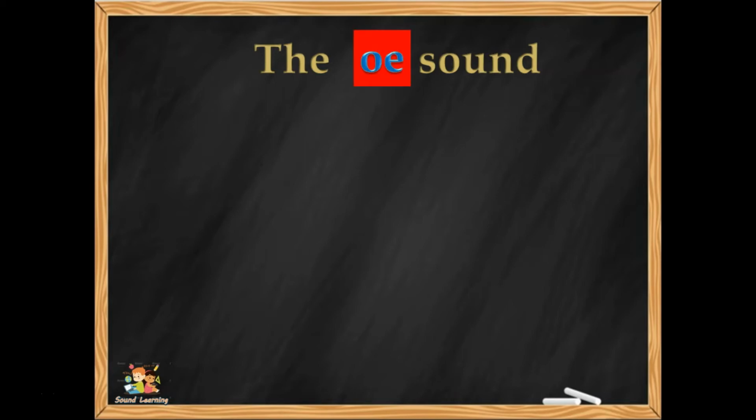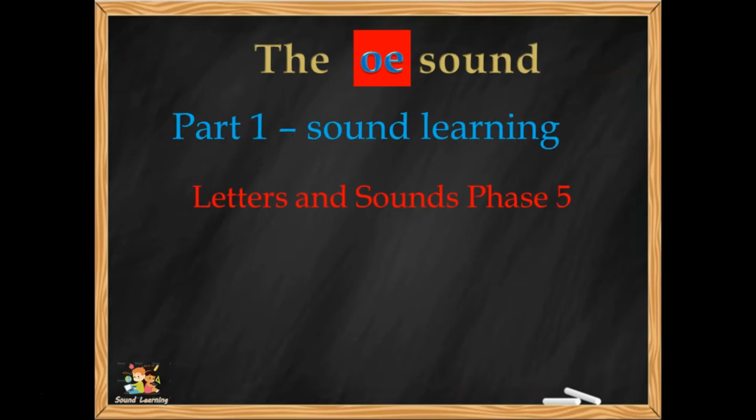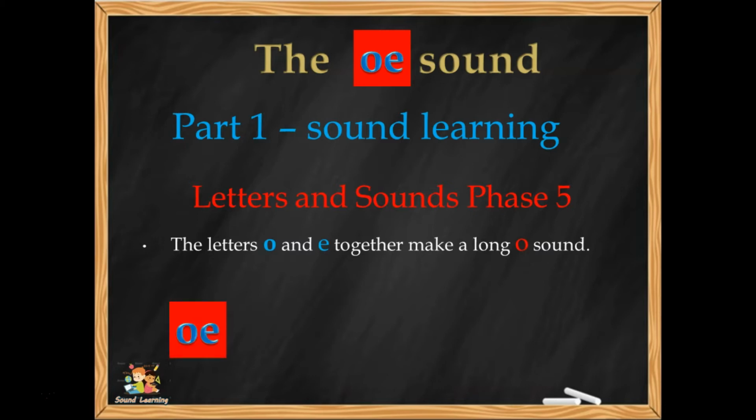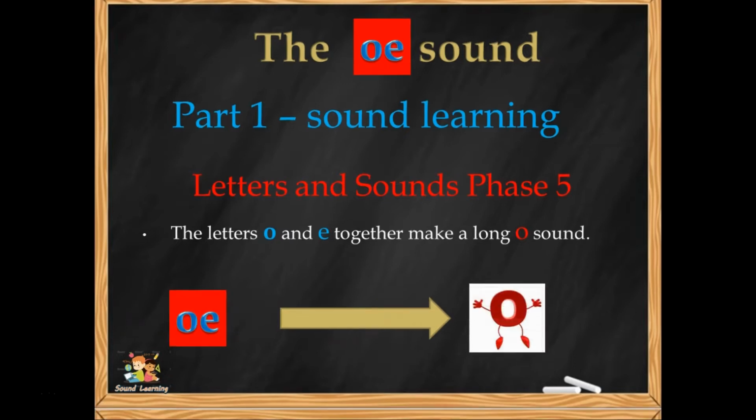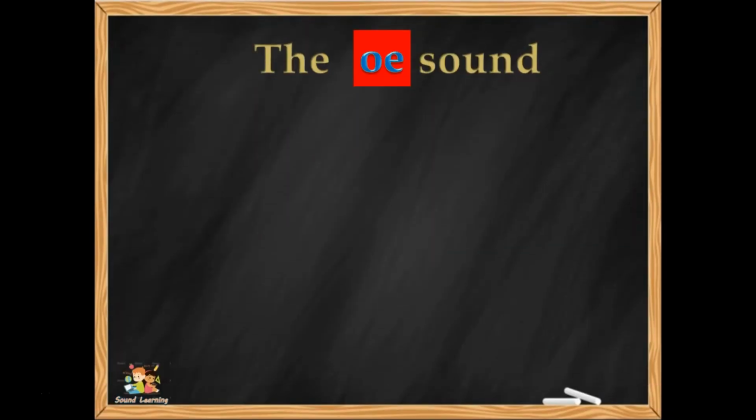This is on the O sound made by O, E together, the digraph from Phase 5 of Letters and Sounds, and we're sound learning in this video. So the letters O and E come together to make a long O sound. That O, E digraph says O. And we're going to go straight into the words now. This is the O sound.